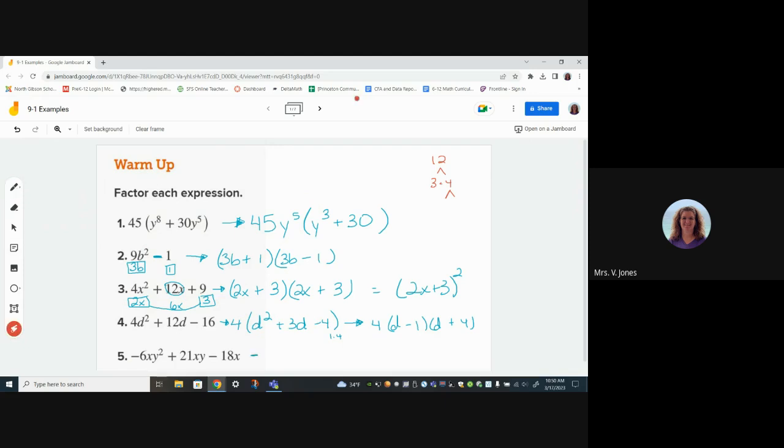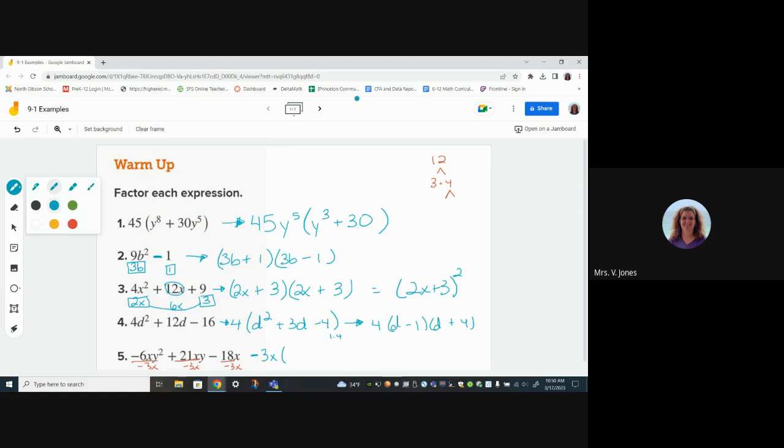And then we're going to look at our numbers. We've got a 6, a 21, and an 18. We can factor 3 out of each one of those. And then you look at the variables. Do we have any variables that appear in all of them? And we have an x that appears in all of them. So when you go over here and you divide each term by that negative 3x that we just pulled out of there, it's going to tell us what we have left.